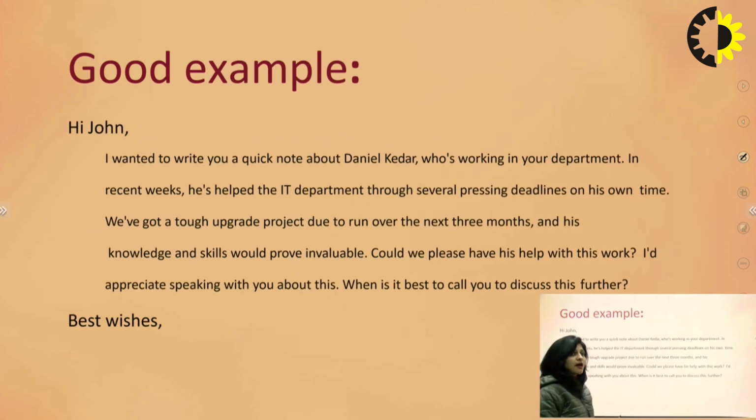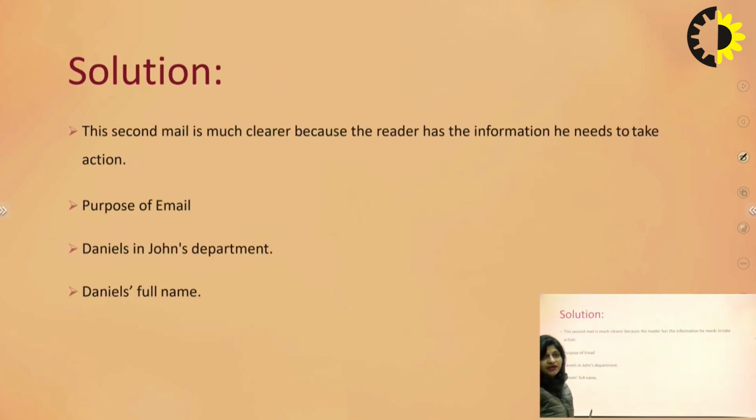So this is a good example of clarity. Now you can see, I wanted to write you a quick note about Daniel Cadder, who's working in your department. In recent weeks, he has helped the IT department through several pressing deadlines on his own time. We have got a tough upgrade project due to run over the next 3 months, and his knowledge and skills would prove invaluable. Could we please have his help with this work? I would appreciate speaking with you about this. When is it best to call you to discuss this further? Best wishes. So this is now, you can say, have clarity.